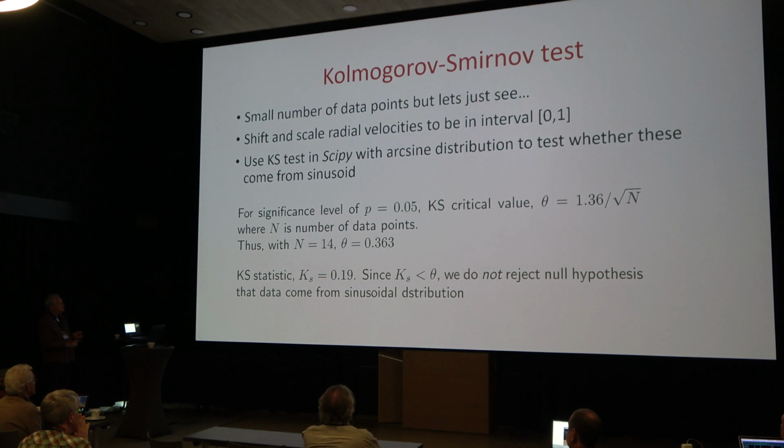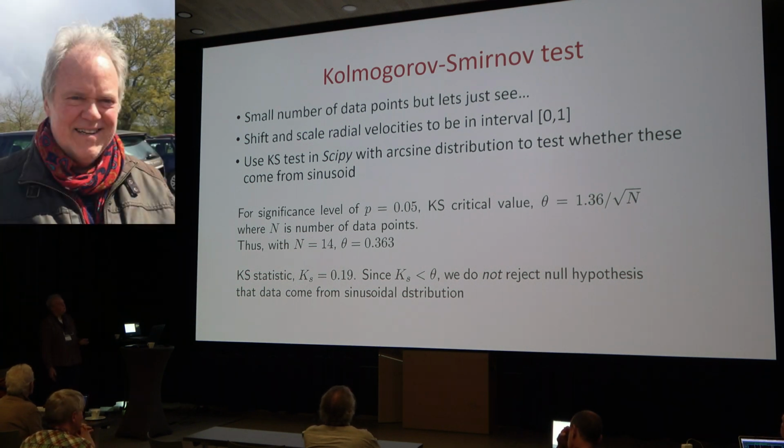The KS statistic for this exercise is 0.19, and then you recite in a sort of monotone drone, since KS is less than theta, we do not reject the null hypothesis that data comes from the sinusoidal distribution. Okay. So I've turned the handle. I've done it. Technically, it looks like it could be sinusoidal. They've been drawn from a sinusoidal distribution.